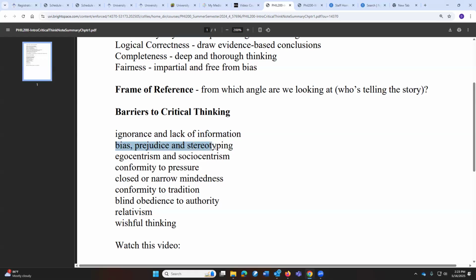They sometimes occur, well, not sometimes, many times occur blindly. So we don't really know that we're acting from bias and prejudice or stereotyping, especially when it's ourselves. Most people who are prejudiced do not believe they're prejudiced. So we have to be careful in being able to identify them because they can sometimes work in the background.